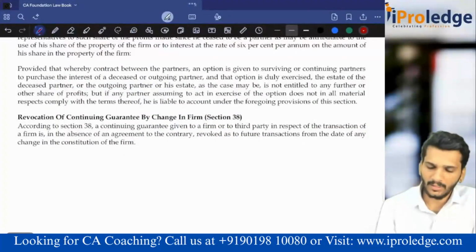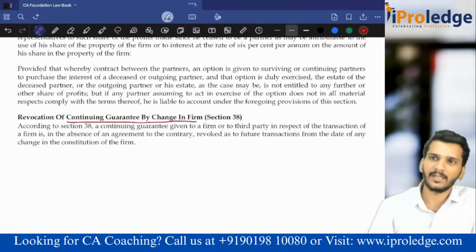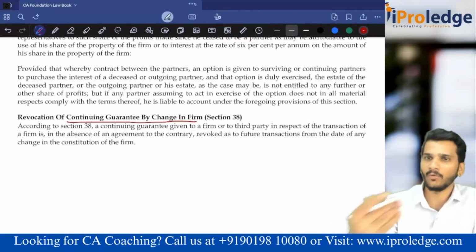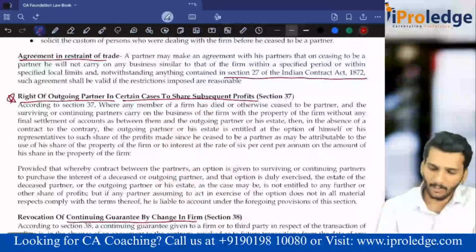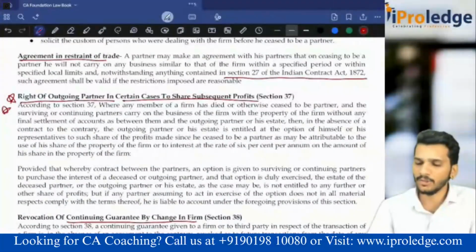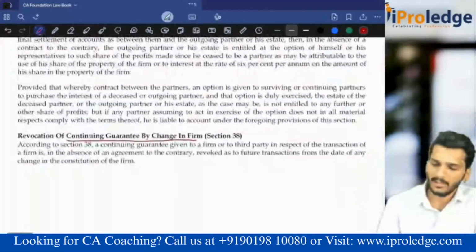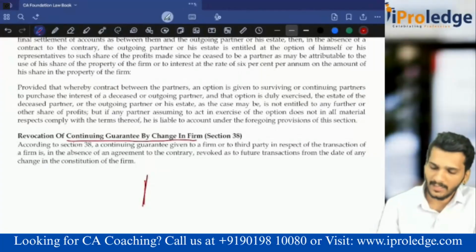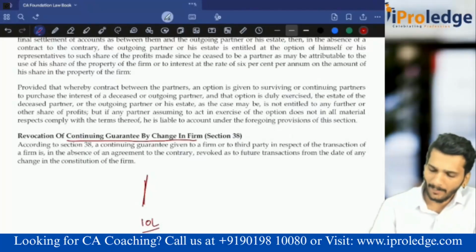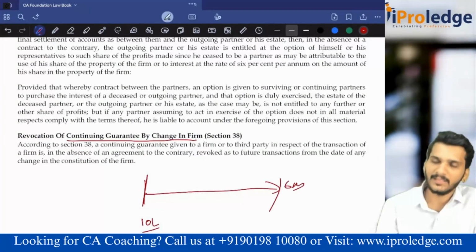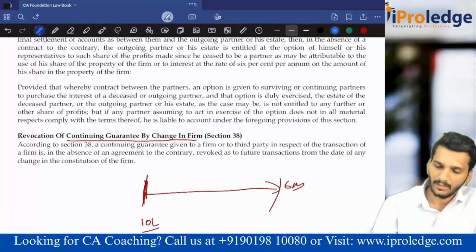You remember this continuing guarantee, okay. It is as good as that guarantee concept. For the future transactions, you can revoke the continuing guarantee. You are not liable for those things. But this is important, the right of an outgoing partner in certain cases to share the subsequent profit. Consider I retired on this date. On this date, the moment they settle the accounts, I am supposed to receive 10 lakh rupees. And they paid me after 6 months, on this date. Now, even after retirement, I retired on this date, but I am getting money on this date.